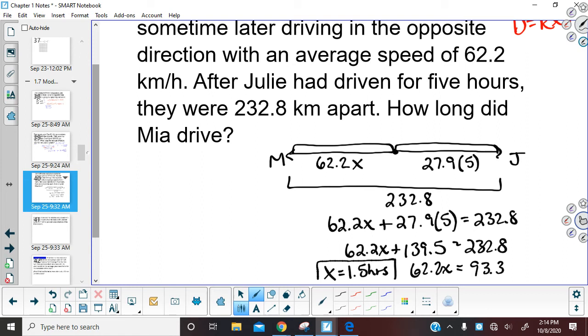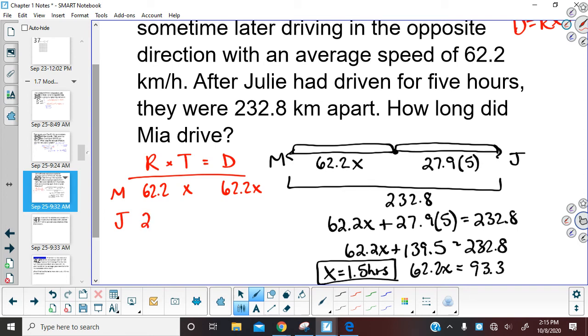Now, some of you may be less visual and may want to organize your information a little bit differently. So the other way that you can consider it is to do a chart, a rate times time equals distance chart. I'm just going to do M and J. I know that Maya is going 62.2. I don't know her time, but I know her distance is 62.2x. Julia is 27.9 kilometers per hour for 5 hours. Multiply those together to get 139.5.